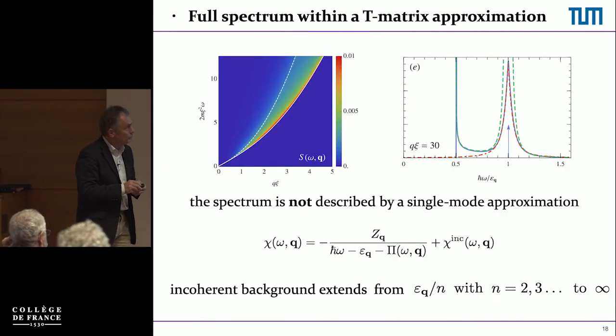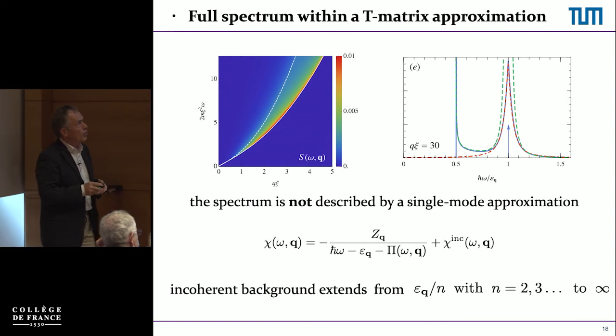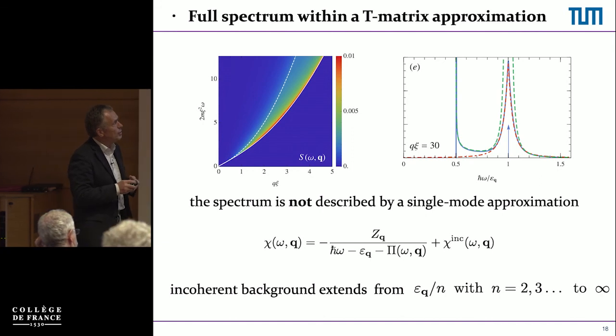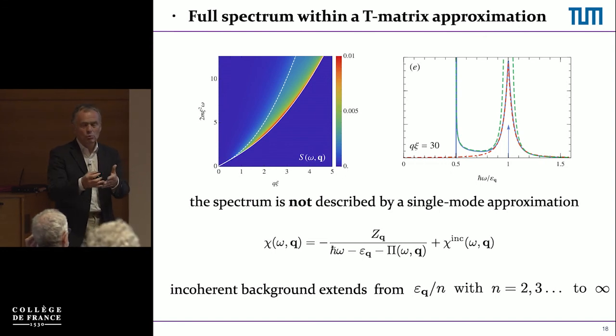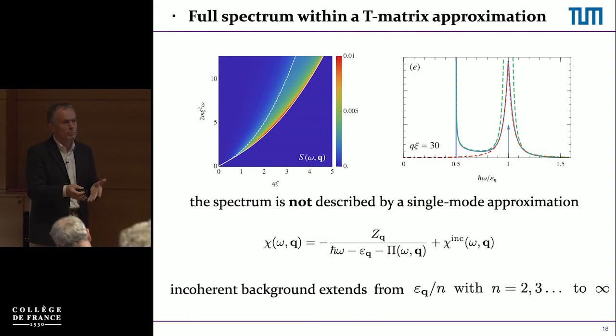In particular, what I also want to show is that you can calculate, within some approximation, the full spectrum. This is shown here in blue. It has a lot of weight, say at half the free particle energy, not near the single particle energy, and it's certainly far from a single peak. So if you would use a single mode approximation, it does not tell you about this when you have a complicated spectrum.